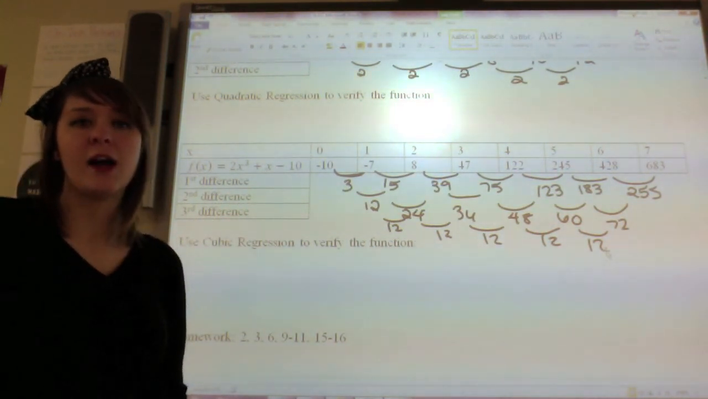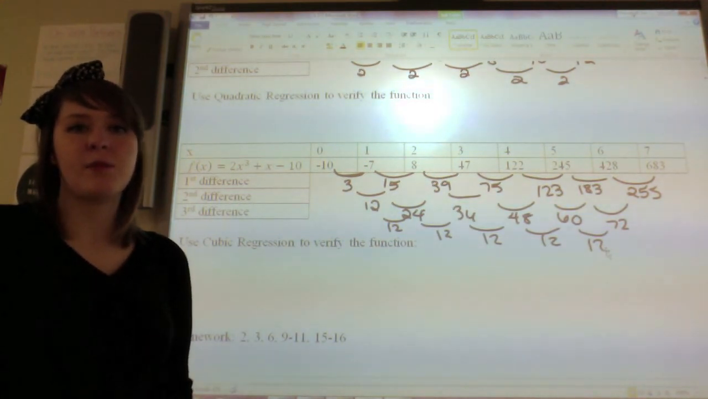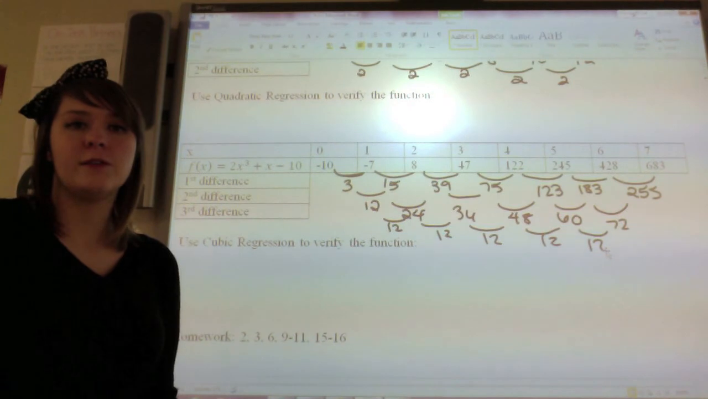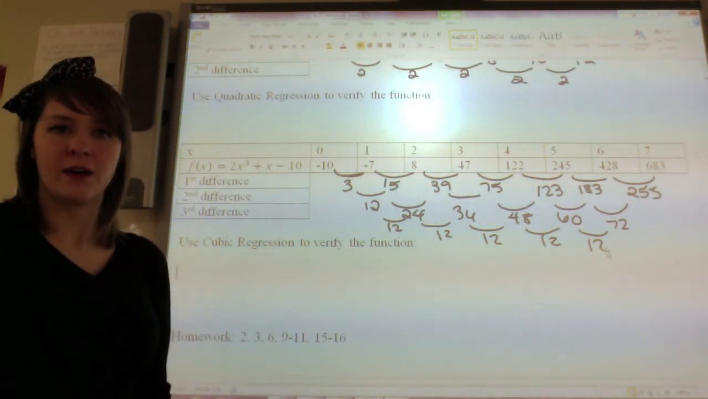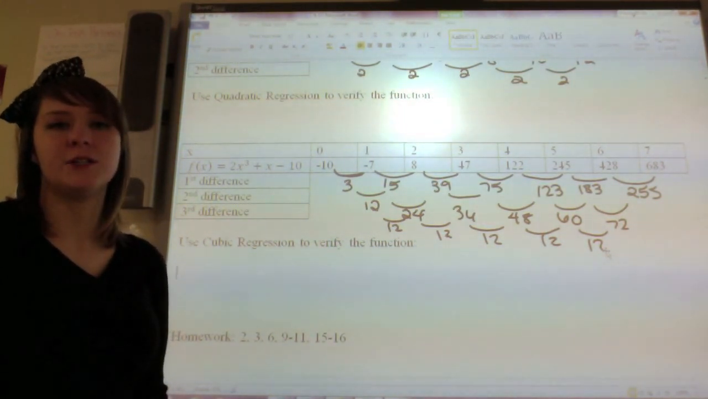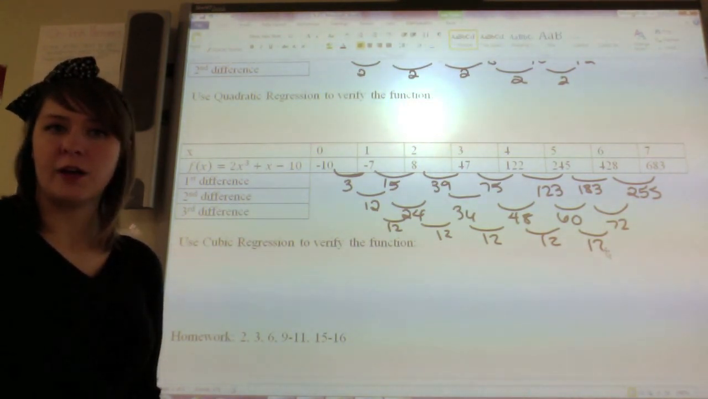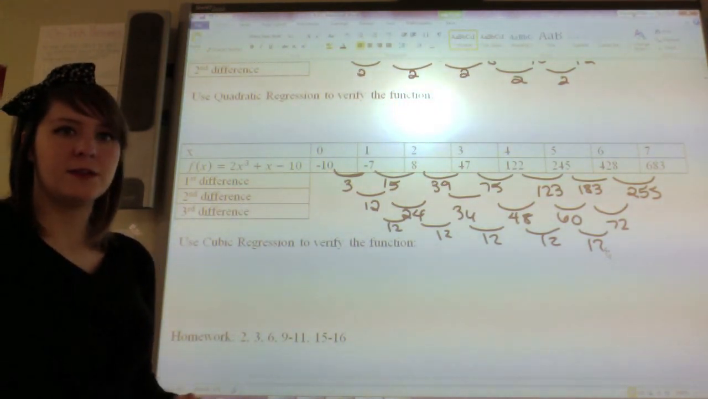If you have a higher power function, the only powers that your calculator will do is 1 through 4, and the fourth power is quart reg, Q-U-A-R-T-R-E-G, so that one is, I believe, right underneath cube reg. Okay, that's everything for section 3.